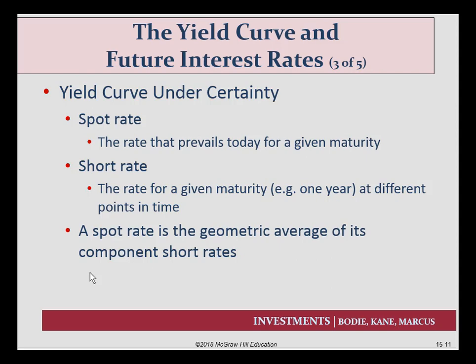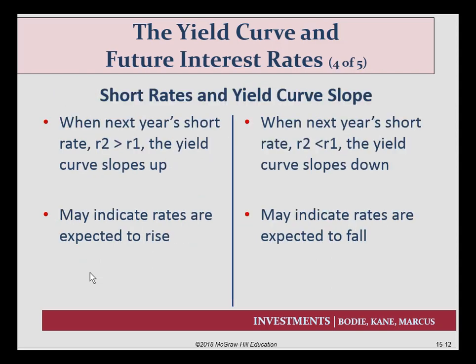So what we're looking at is what's referred to as the difference between something called the spot rate, that's the given price today, and the short rate. That's the rate of a given maturity at different points in time. Now the spot rate is just the geometric average of its component short rates. Now this supposes certainty, right? Do we know things for certain?